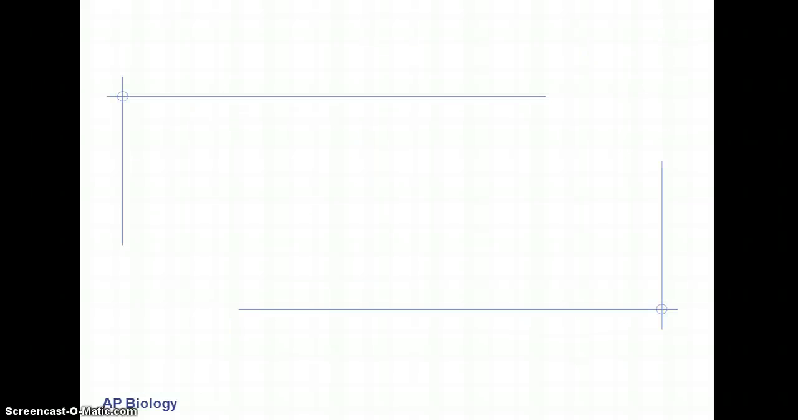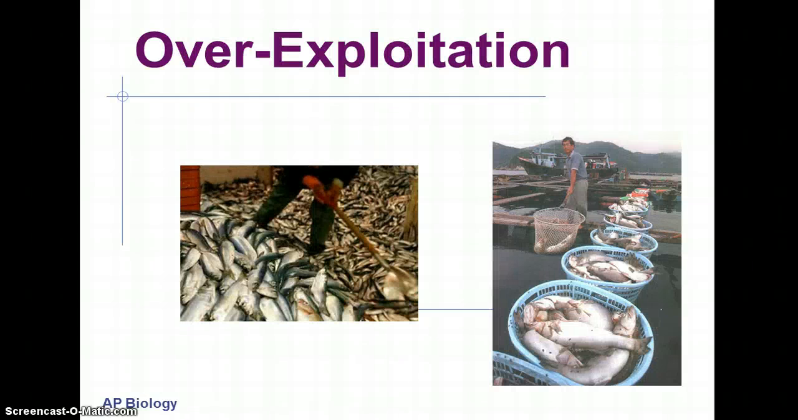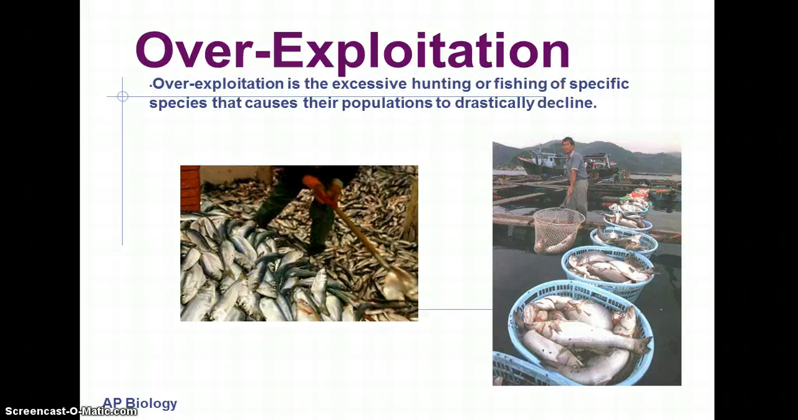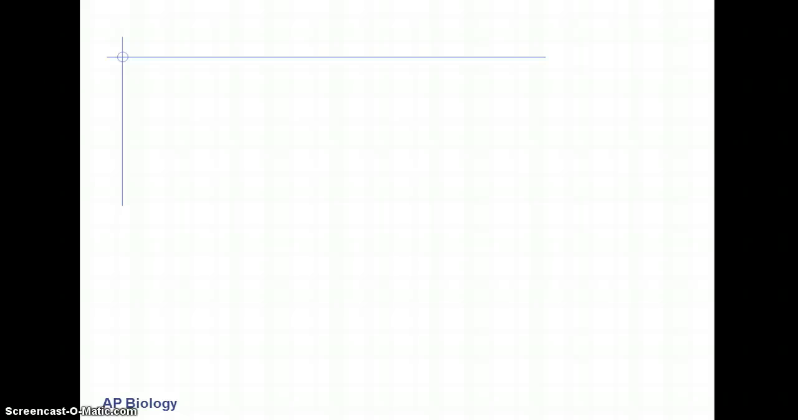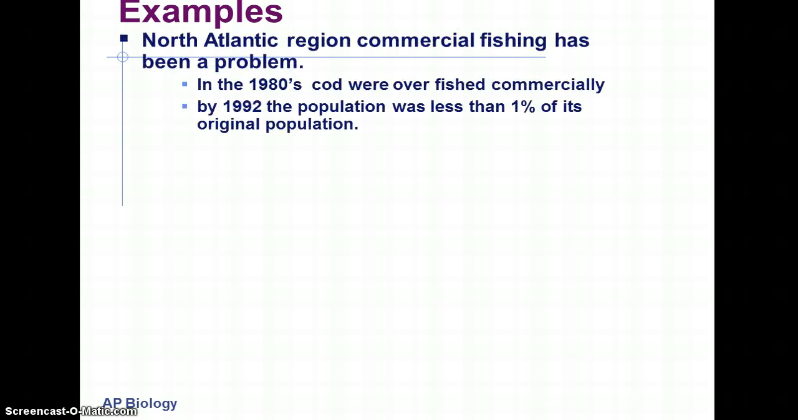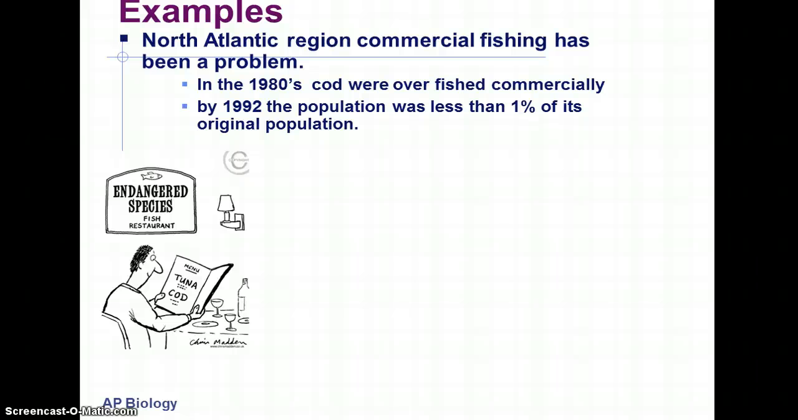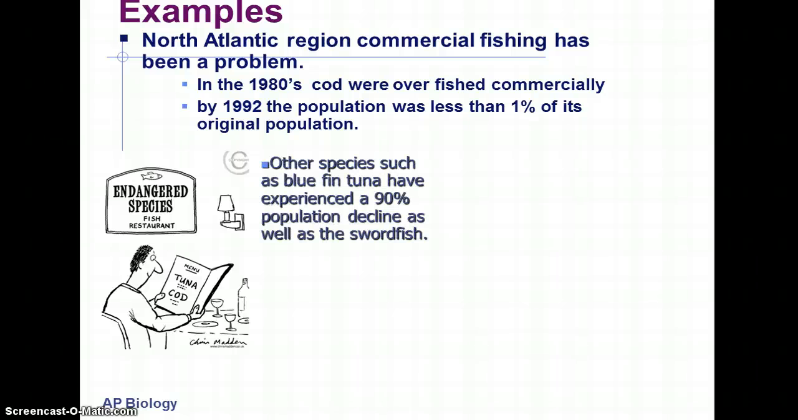Another issue is overexploitation of fishing. And so we've actually seen this really bad in the Chesapeake Bay that we're out. The problem is we don't know when we're out of fish until we're out, because it's really hard to count them, even though we have several ways of trying to. Also, we get genetic diversity loss. We've talked about the biodiversity and everything. And so a couple examples, North Atlantic region, the cod was overfished, and by 1992 there's less than 1% of the original population. And so bluefish tuna also have a 90% decline, as well as swordfish.